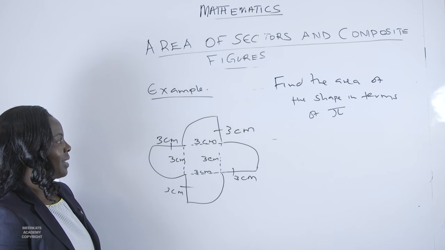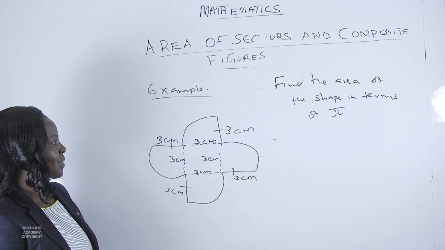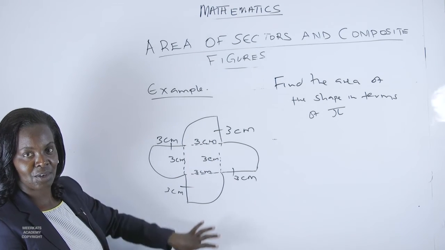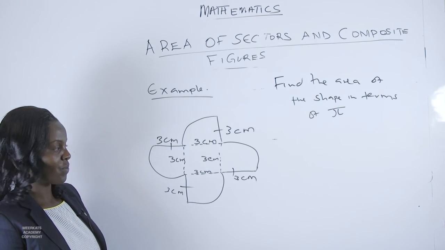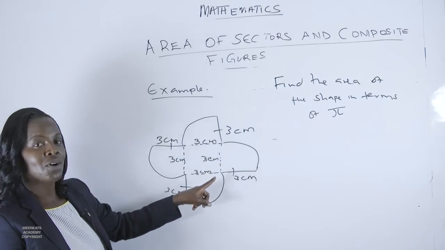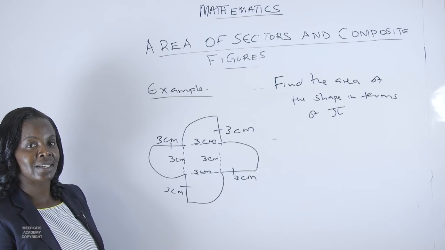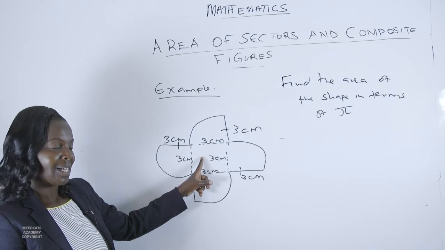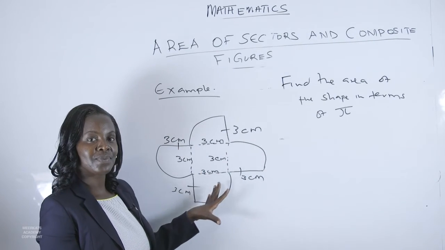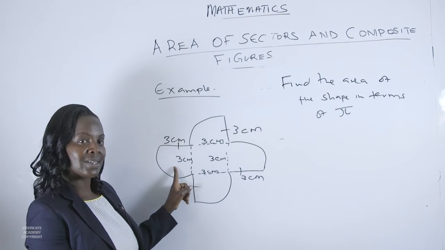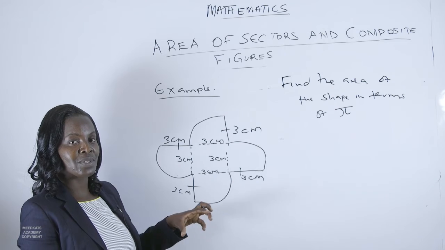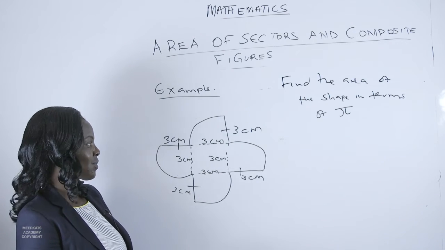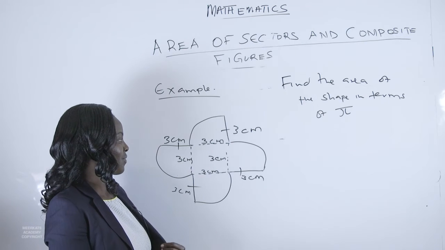So how do you find the area of this composite figure? We realize that it is made up of 4 sectors which are equal, and also a square at the middle. So we calculate the area of one sector multiplied by 4 because they are all equal. Then we calculate the area of the square and add to give us the area of that composite figure.